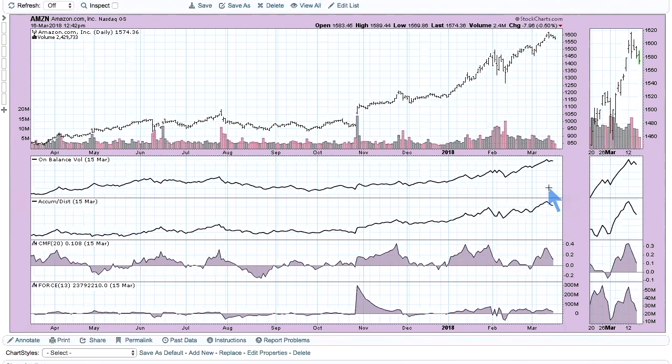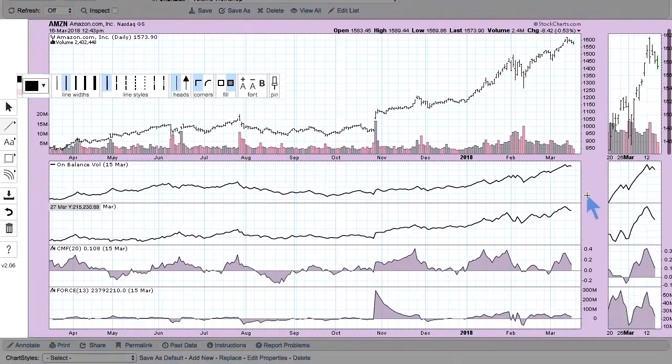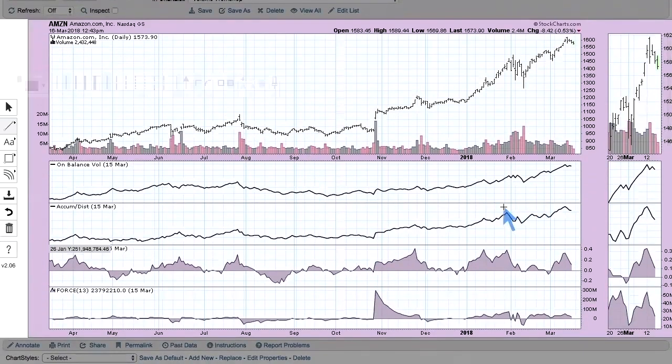So let's look at the similarities and differences here. First of all, on balance volume, like I said, I like to use it. It's simple in my mind. I can visualize it very easily and quickly because I use it all the time. And it's very similar, as you can see, to the accumulation distribution. But there are times where they will diverge. They won't work quite the same. I can see right here, I'm going to get my little annotation tool going. Right away, I can see a divergence here.